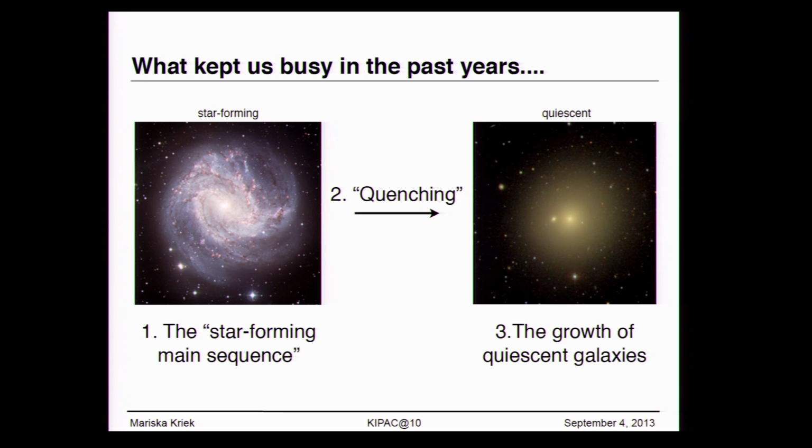And then there's a group of people who have been working on this last question. So what happens to quiescent galaxies after they become quiescent? So we saw that there's already a lot of quiescent galaxies at a redshift of 2. But interestingly, these systems are not the same as the early type galaxies in the local universe, because they're much more compact. And something needs to happen to them so they get bigger and puff up to become the elliptical galaxies in the local universe.